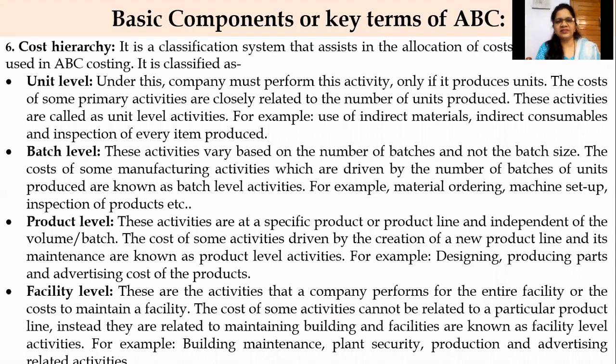Unit level, under this, company must perform this activity only if it produces units. The costs of some primary activities are closely related to the number of units produced. These activities are called unit level activities. For example, use of indirect material, indirect consumables, and inspection of every item produced. So what is important here? The company must perform this activity only if it produces units.